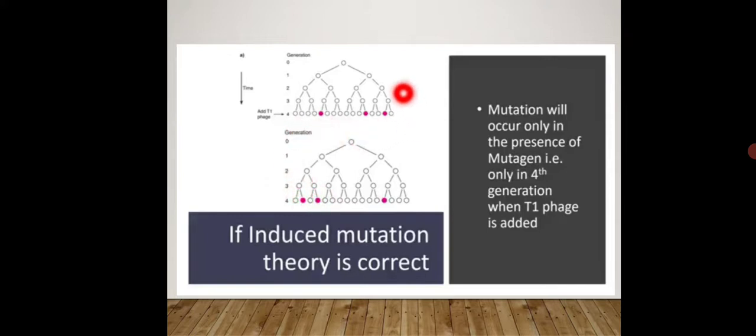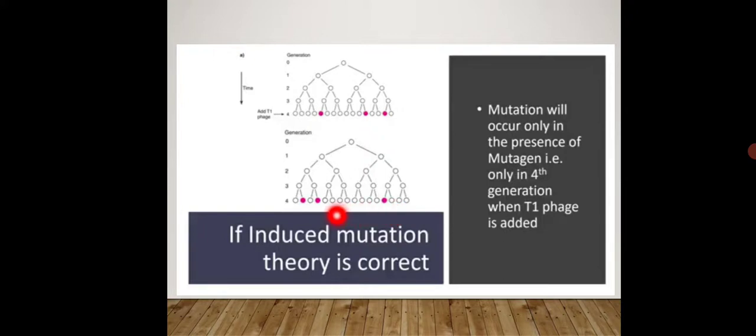Now suppose I have carried out this experiment a second time. This is the first time and this is the second time. The second time also, I should see mutation in the 4th generation only, not in the first, second, third. Okay, if I see it in the first, second, third, then it is not right, because what I have assumed is that the induced mutation theory is correct for a while. So I have added T1 phage only in the fourth generation. When I carry out the same experiment a second time, I should see mutation only in the fourth generation.